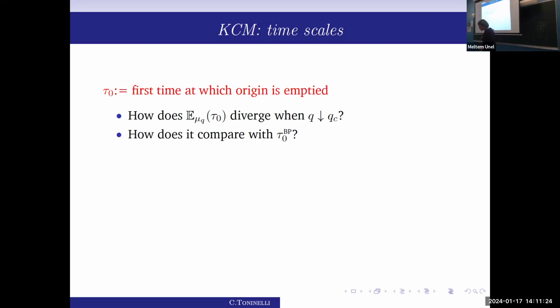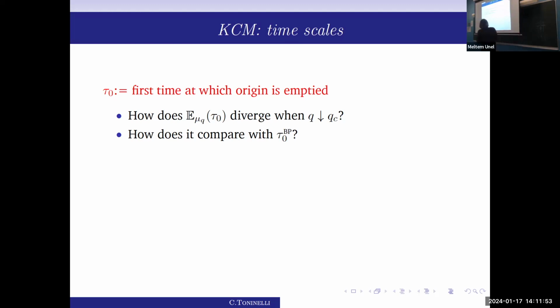So now I'm considering the stochastic dynamics, and I call again tau 0 the first time, now a random time, at which the origin is emptied. One could consider different quantities, but the easiest thing to get in mind is the mean of this time. The mean here is over the initial distribution, mu of q, and I'm taking this E written in that form. It means that I'm also taking the mean over the Markov process.